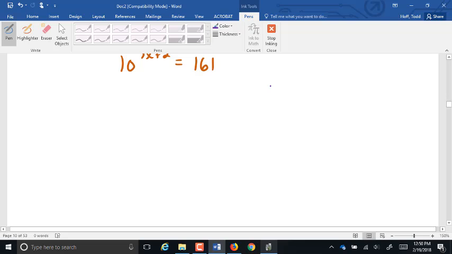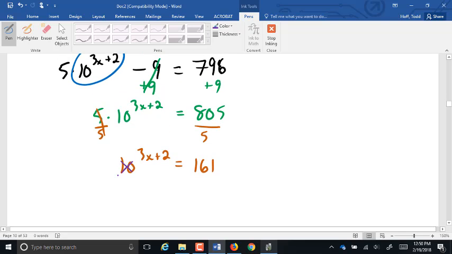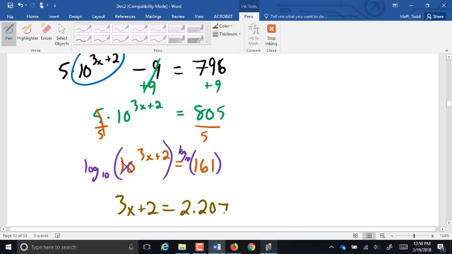Well, now we've got the exponential by itself. The next thing we've got to get rid of is this 10 here. How do we get rid of it? It's the base of an exponent. We get rid of it by doing a log with the same base. Log base 10. So log base 10 of the 161 is 2.207. Okay. But notice on the left side, we're not done yet, because all we did was get rid of the base of the exponent.